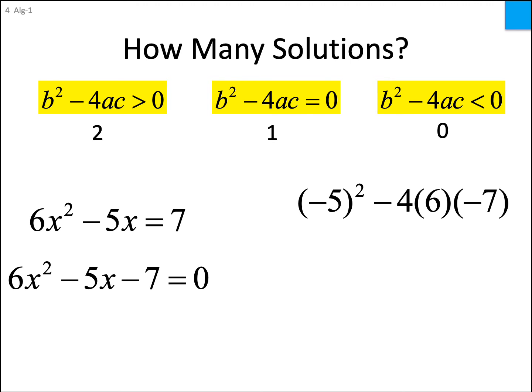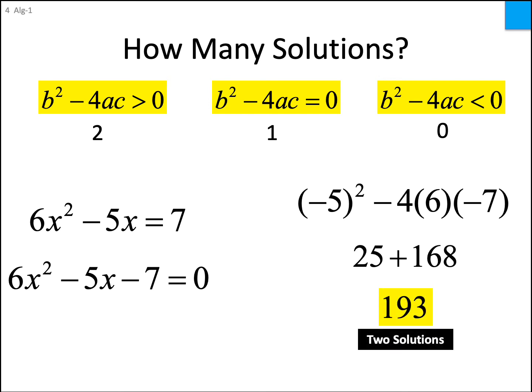-5 squared is 25. -4 times 6 times -7 is a very large but positive number. It turns out that the discriminant is 193. Well, 193 is positive, therefore there are two solutions. Remember, if you get a positive answer to the discriminant, two solutions. If you get 0, one solution. And if you get smaller than 0, I'm not sure why that says, oh, I see why. If you get any value that's negative for the discriminant, then there is no solutions.